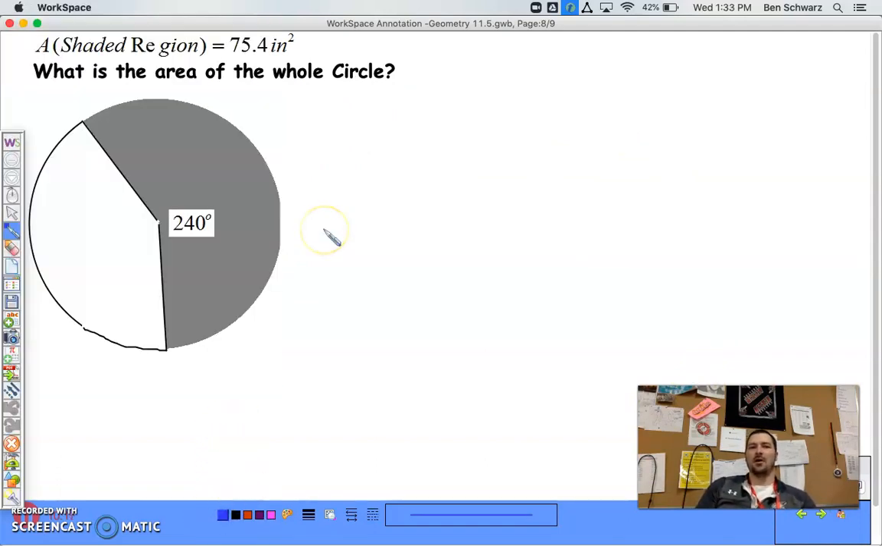So now we know the area of the sector, this gray part here. We want to find the area of the entire circle. So there's a couple ways you could do it. You could use that same equation we've been using, right? So we have 240 out of 360 times the area, which, well, we don't know. We want to find that out. So we'll just call it x. Equals our region, so 75.4.